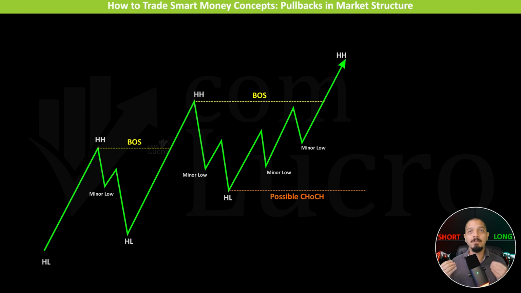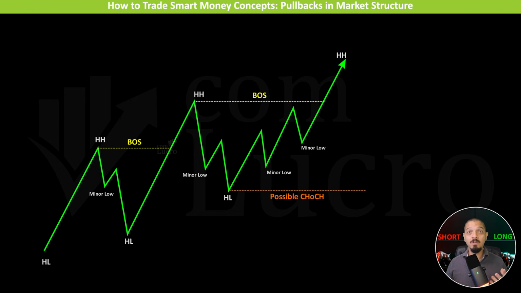When that occurs, the move is no longer a pullback or a retracement. The remaining swing lows are classified as minor, and a break below them does not signal a genuine reversal. These minor breaks often happen during pullbacks and should not be mistaken for a change in direction. Now here is a key point to understand.